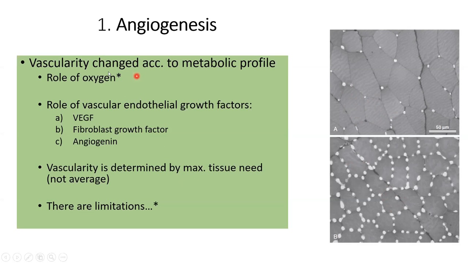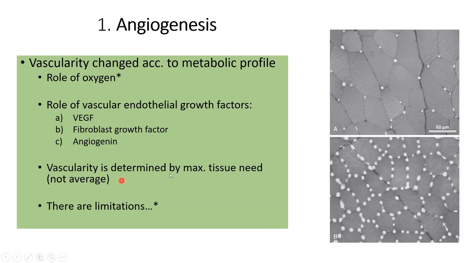And how is this vascularity changed? A key role is oxygen. Then there are various endothelial-derived growth factors. The EGF is one. Fibroblast growth factor, angiogenin, all of this you can read in your books. They are pro-angiogenesis. And then there is this important principle that vascularity basically is determined by the number of times the maximum blood flow had to be achieved to address the metabolic profile of the tissue.